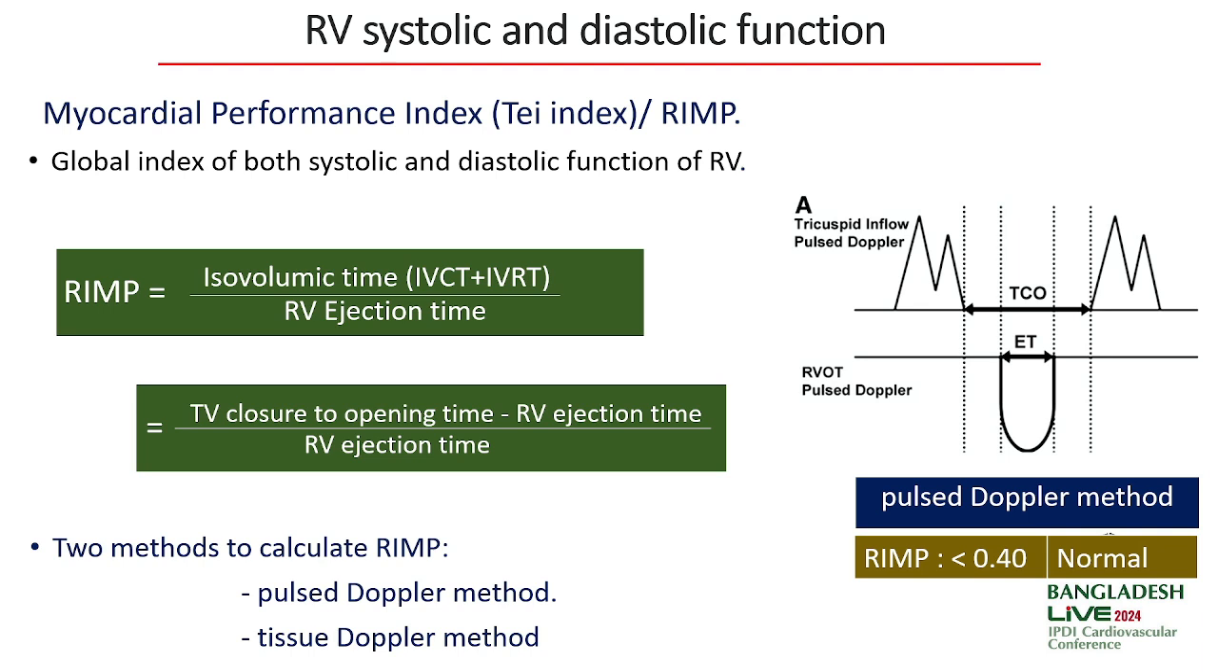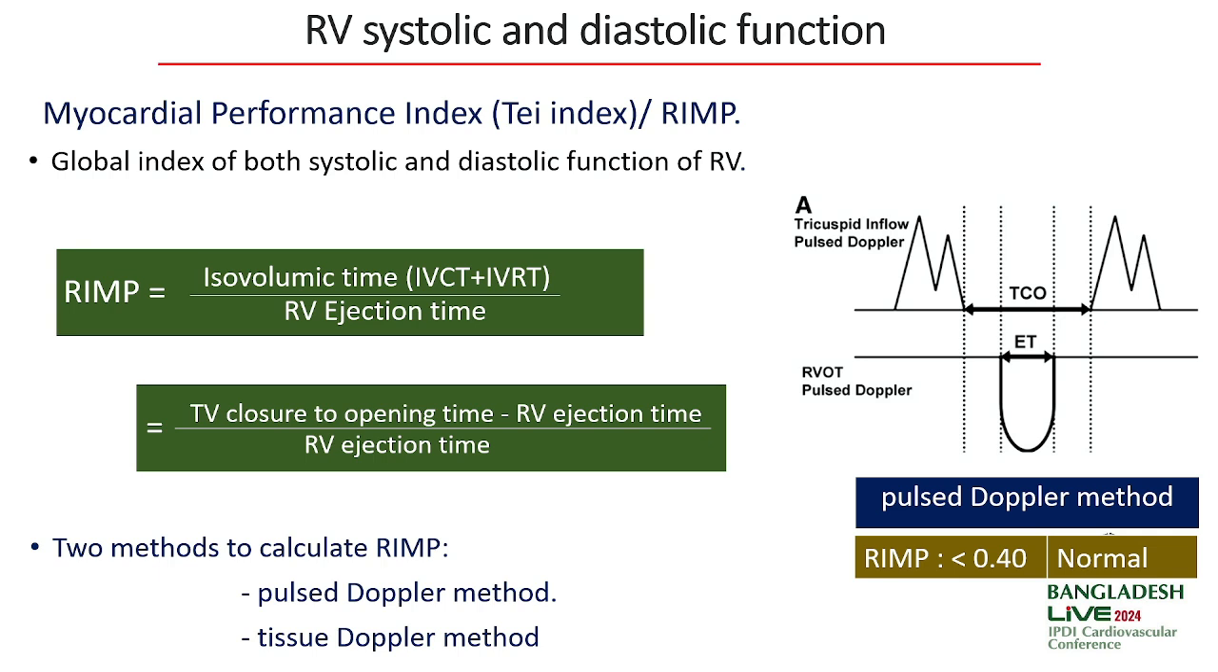And I am going to the global function assessment by means of myocardial performance index. Often it is called RIMP. What is the basis of RIMP? It is the ratio between the isovolumic time and RV ejection time. And how can I gather isovolumic time? It is the summation of the isovolumic contraction time and isovolumic relaxation time.